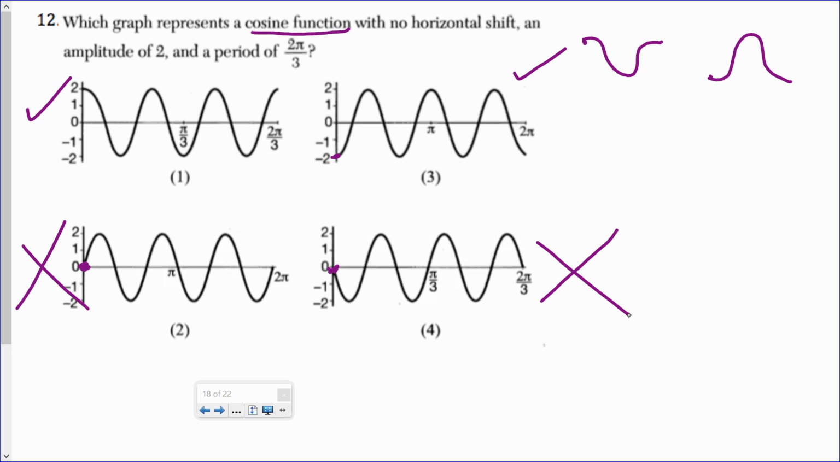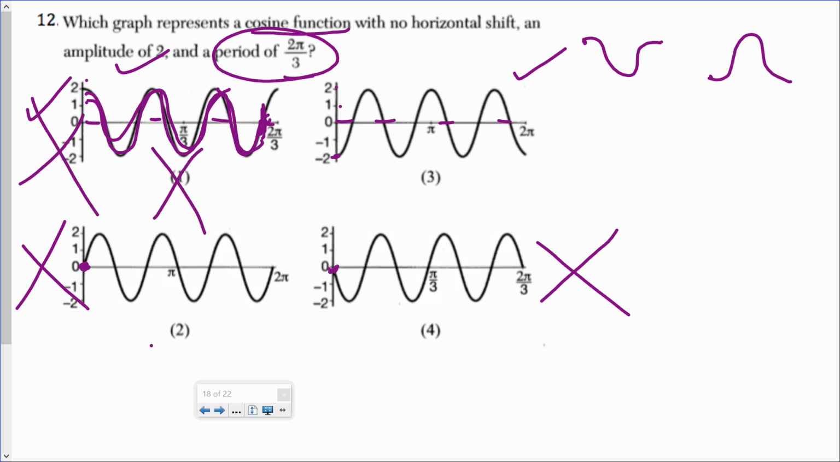Amplitude of 2, well, I can kind of just see the midline for each of them is at 0. They both have an amplitude of 2. So that one checks out. A period of 2 pi over 3. That means one full wave will end at 2 pi over 3. Well, it definitely can't be choice 1, because here's 2 pi over 3. Is this one full wave? No, this is like 1, 2, almost 3 full waves. So that definitely does not have a period of 2 pi over 3. So this one's out.